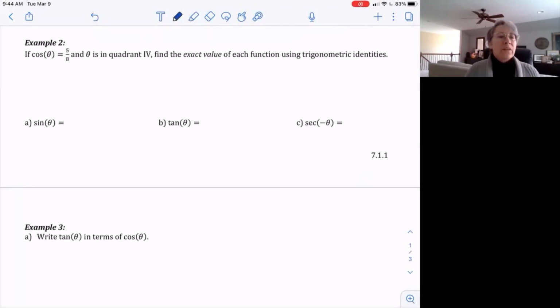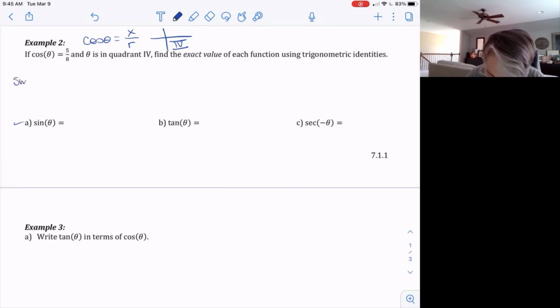The only thing that we are given is the fact that cosine theta equals 5/8, okay? And we can remember that cosine of theta equals x over r. And we know that theta is in quadrant 4. So it's down here. We want to find the exact value of each of these functions using our trigonometric identities. Well, for cosine theta equaling 5/8, we can use the granddaddy in order to find our sine theta.